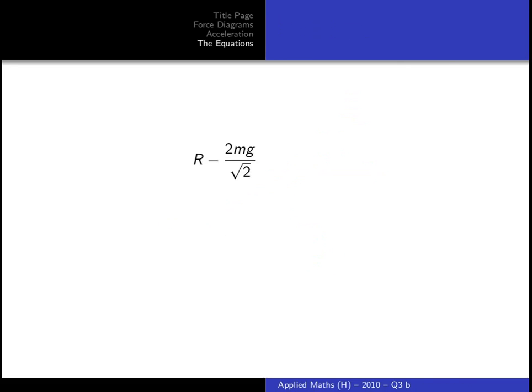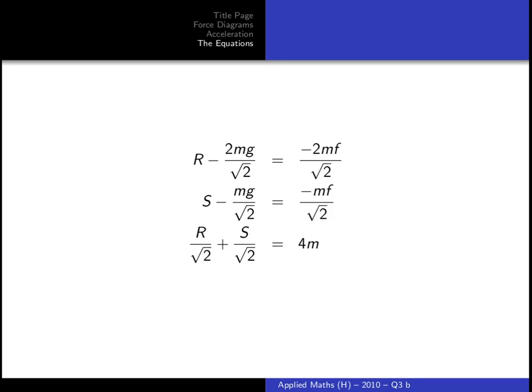So looking at the first diagram, we have R minus 2mg over root 2, so that's the force, and that's to equal ma, which in this case will be minus 2mF over root 2. On the second diagram, we have S minus mg over root 2, and that's to equal minus mF over root 2. So it's the same, F equals ma. And then finally, we have R over root 2 plus S over root 2 equals 4mF.